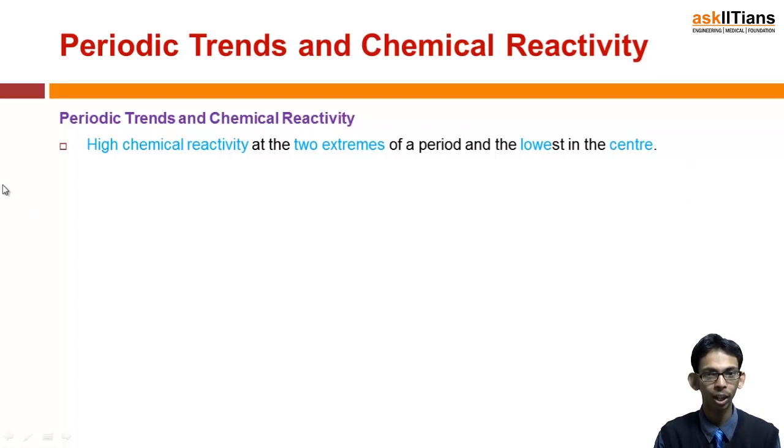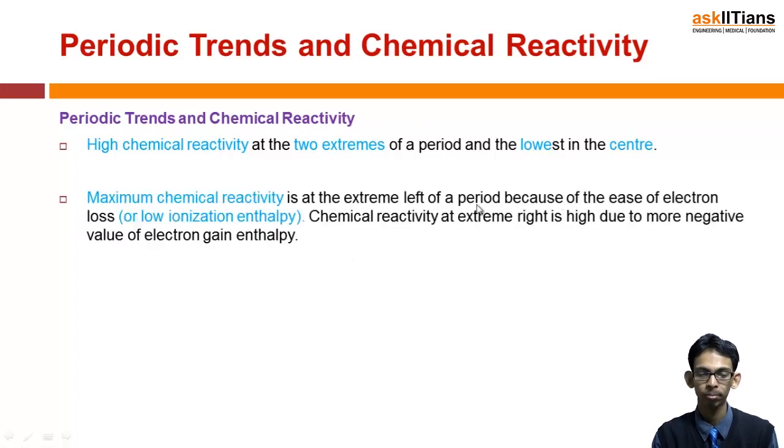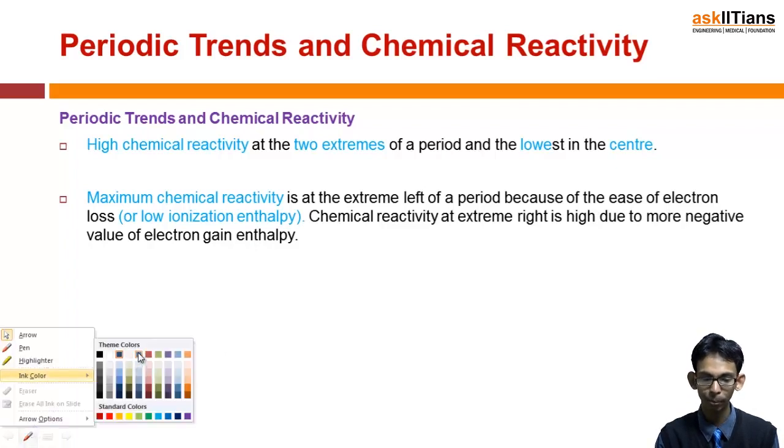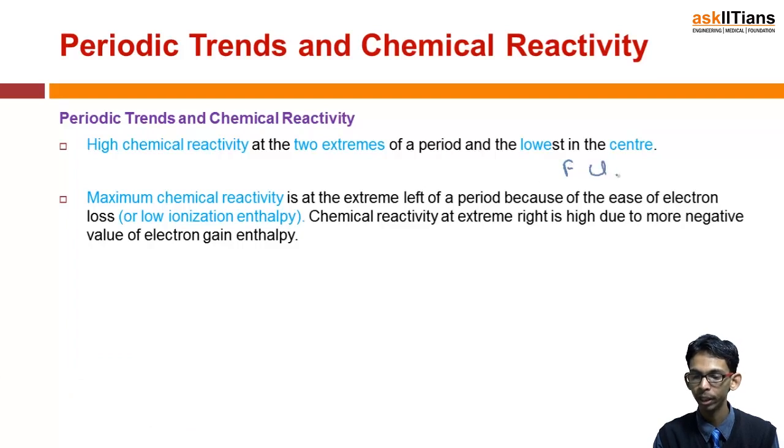So highly reactive metals on the extreme left, highly reactive non-metals on the extreme right, while those present in the center are low reactive, and that which is present at the exact center is least reactive. So high chemical reactivity is observed at the two extremes of the period and lowest in the center. Next, maximum chemical reactivity is at the extreme left of the period because of ease of electron loss or low ionization enthalpy. Why? If we talk about halogens, that means group 7, fluorine, chlorine, bromine, these all have only one electron short of noble gas configuration.